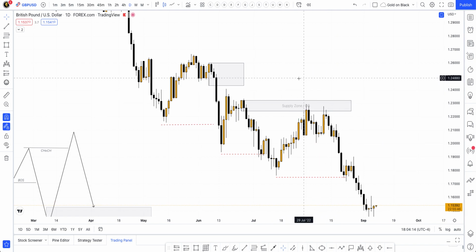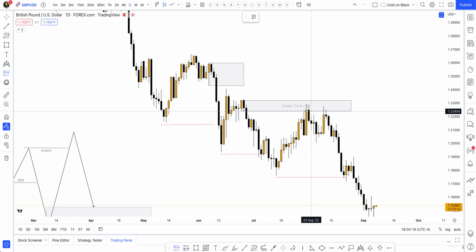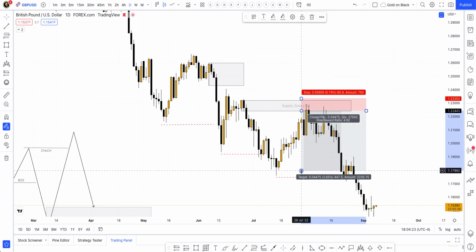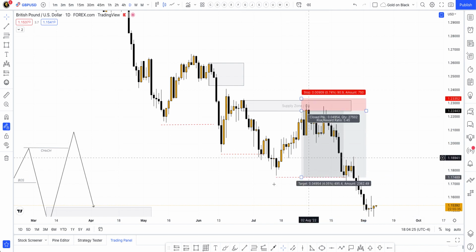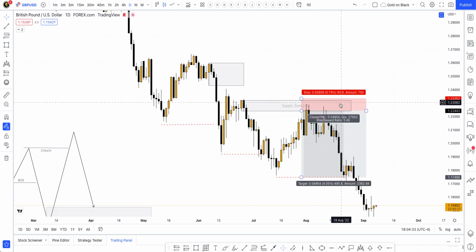I'm not going to make my entry right away. This is one thing that you have to understand. You certainly can, but it's very risky. If you do that, you can aim your target at least at this previous low right there. That would be a nice target, 1 to 5 risk to reward. But guess what? You're on a daily time frame. You're risking a lot of pips right here. This is 90 pips. So you don't want to do that.